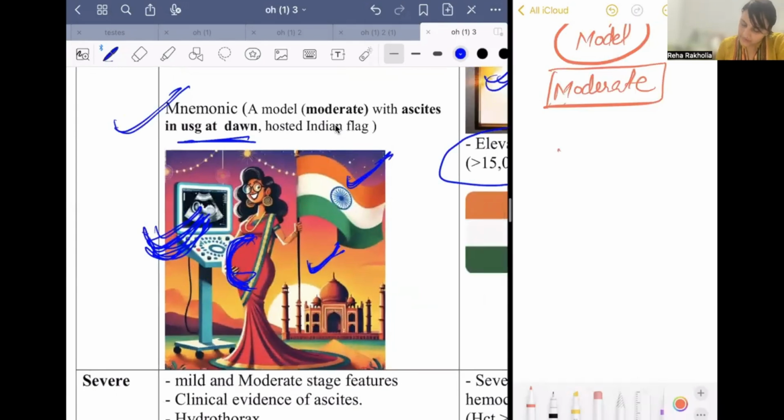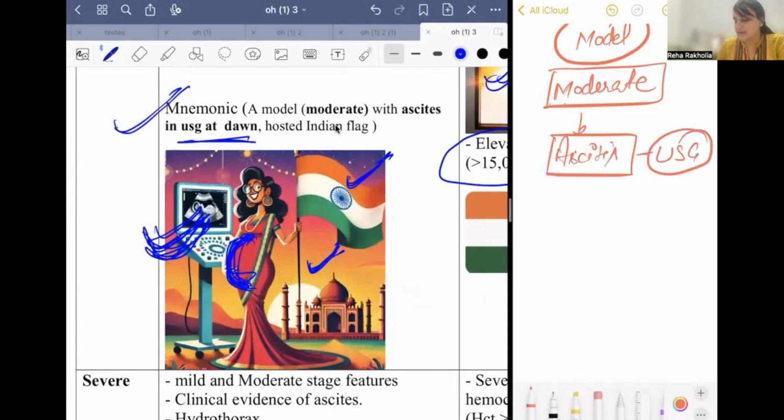So see, model for moderate. This moderate is having ascites. Can you look at the ascites? She's having ascites that she's seeing in ultrasound, meaning there should be ascites on ultrasound. Second, we talked about she's hoisting a flag. That means WBC is 15th August. I told you, that means WBC is 15,000.